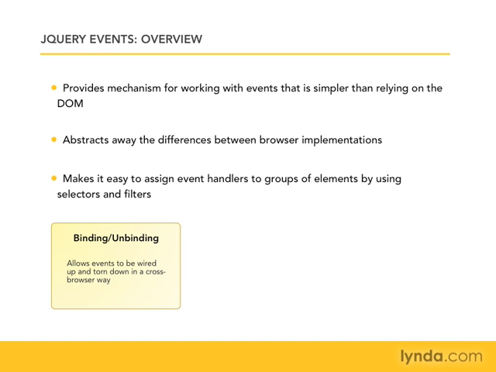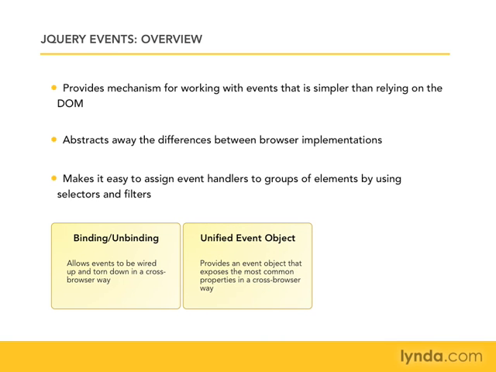The next is the unified event object. Another thing that you've probably noticed if you've done web development across browsers with modern events is that the event object is slightly different between the IE browsers and other browsers. jQuery solves that problem by creating a unified event object that exposes the properties and methods that you use most commonly in a cross-browser way.